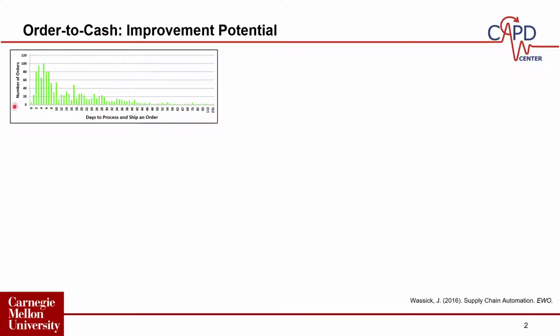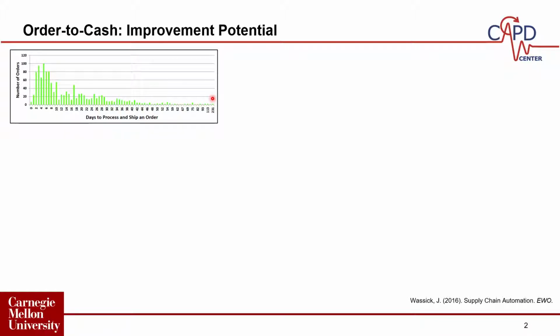This is a sample histogram showing the days to process and ship an order on the x-axis and then the count on the vertical axis. So we can see most orders don't take too long, but there are still some orders that take quite some time. And so there's quite some spread here in this histogram, which shows that there are some inefficiencies in the supply chain which ultimately impact the experience that customers have and the economics of the business.